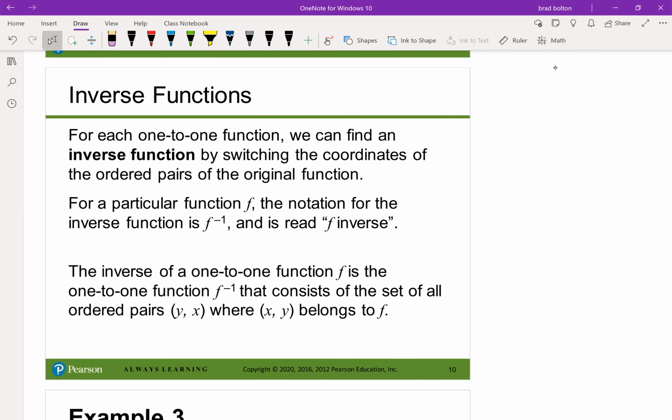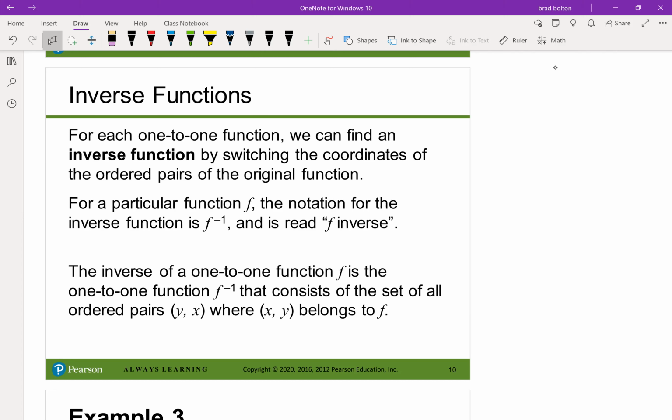All right, so inverse functions. This is kind of why we're learning a little bit about one-to-one, so we can deal with inverse functions. Okay, so for each one-to-one function, we can find an inverse function by switching the coordinates of the ordered pairs of the original function. So I'm going to read all this, and then it'll make more sense when we actually do one.